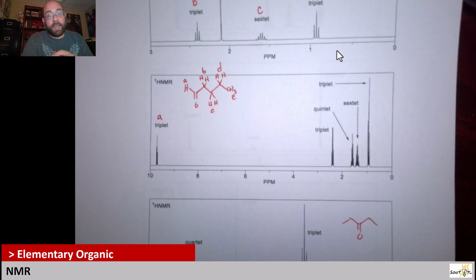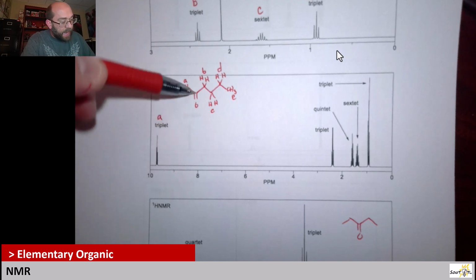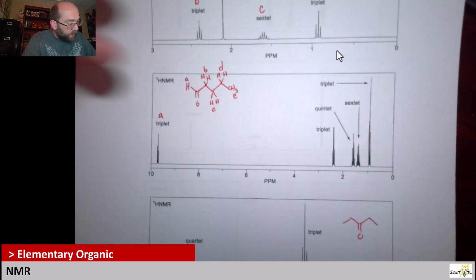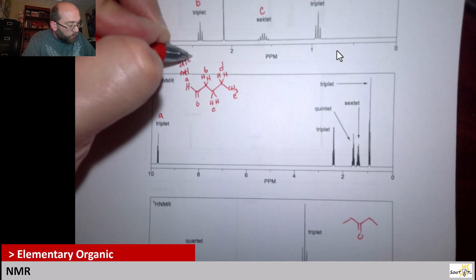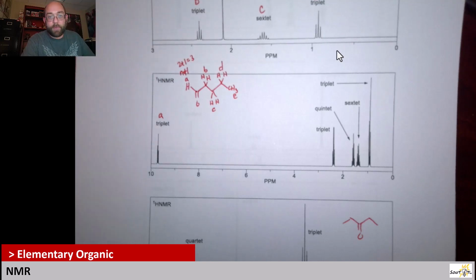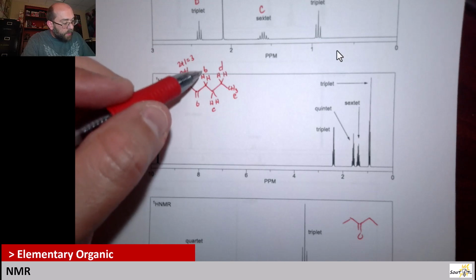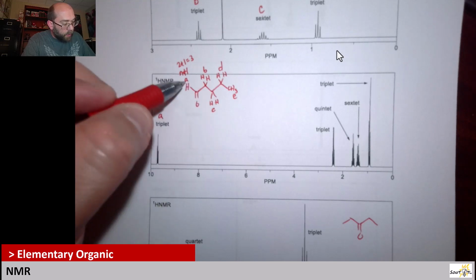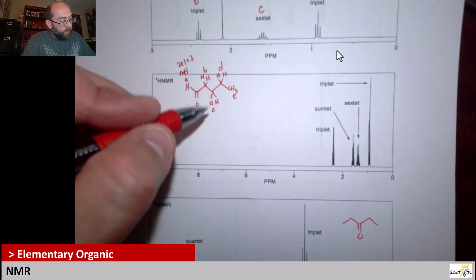But the other thing to notice is that it's a triplet. The hydrogen lives in this house, so its neighboring house only has 2. So this does have the N plus 1, or 2 plus 1, to give you 3. So it makes sense for A to be a triplet. We look at our B signal, and what do we got? 1, 2, 3. So 3, but we don't have a quartet anymore.